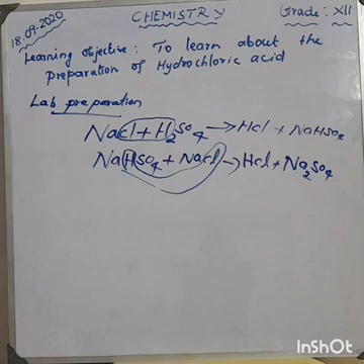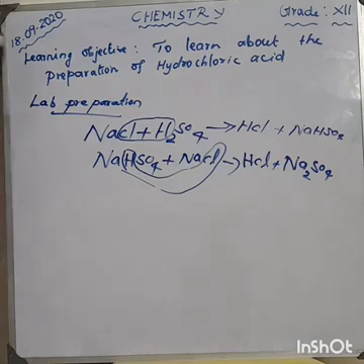Next about the properties of hydrochloric acid. Already I told you the properties. What are the properties? Hydrogen chloride is a colorless, pungent smelling gas. It is easily liquefied to a colorless liquid. The boiling point is 189 Kelvin, and the melting point is 159 Kelvin. One more important point, it is soluble in water.